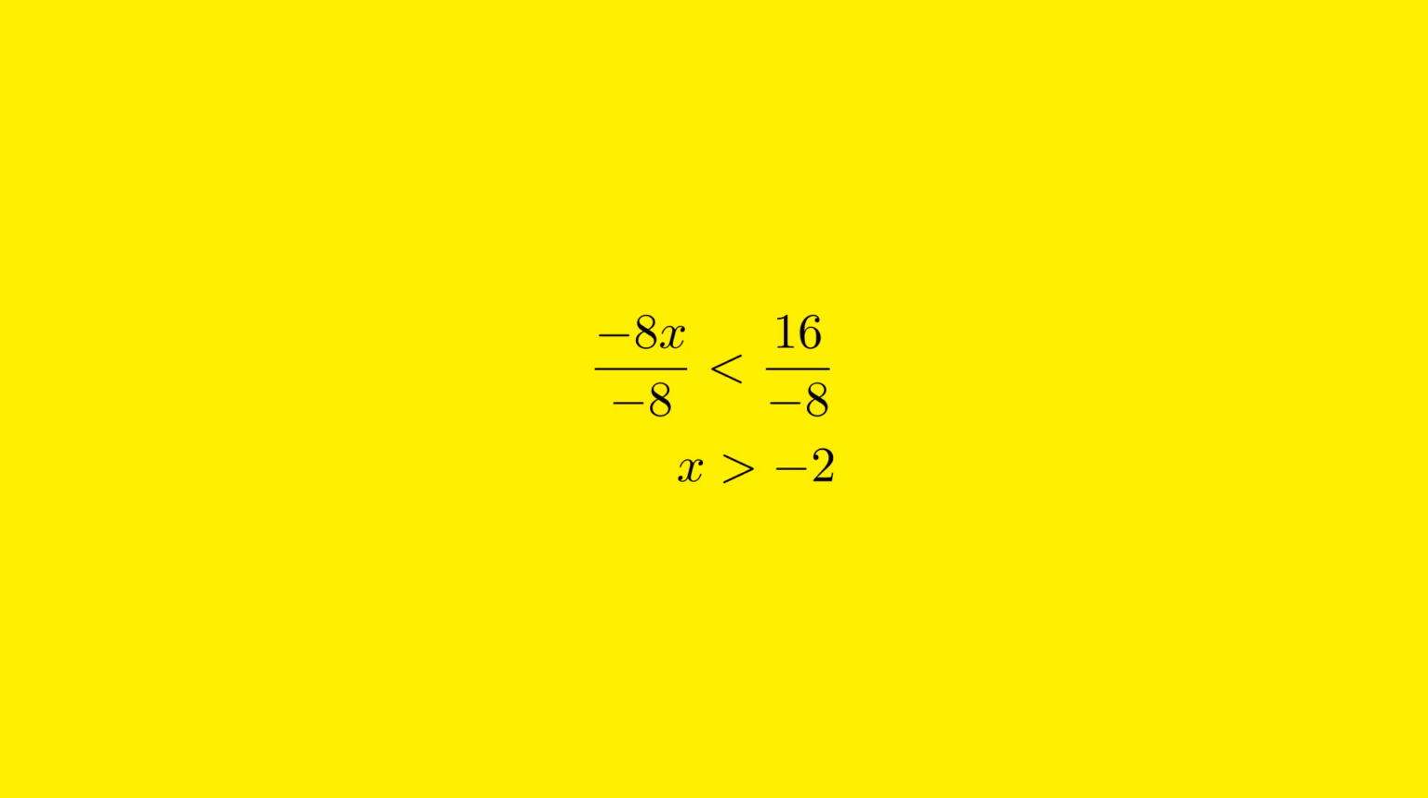In inequality notation, the solution is x > -2. In interval notation, this solution is written as (-2, ∞). To summarize, by dividing both sides by -8, we isolated x and reversed the inequality, resulting in the solution x > -2. This means that any number greater than -2 satisfies the original inequality.